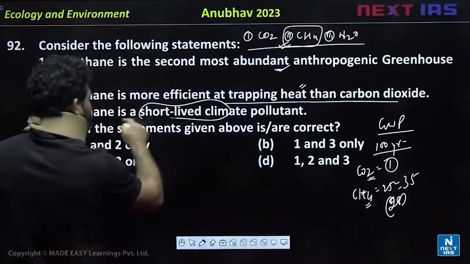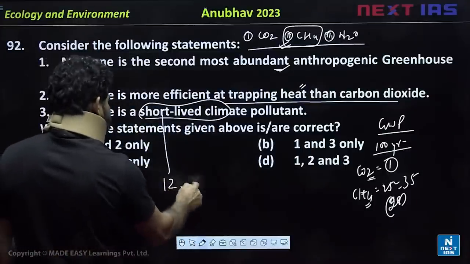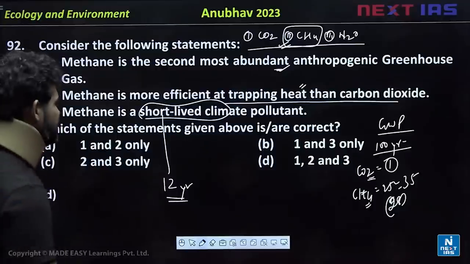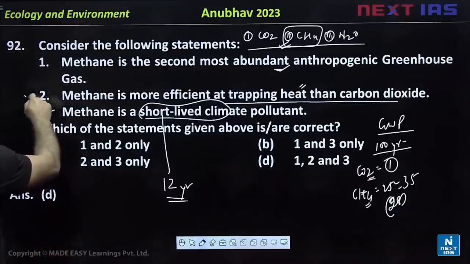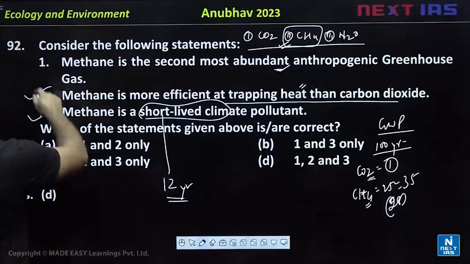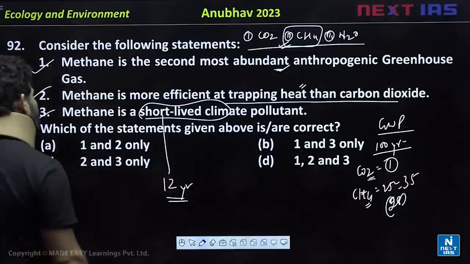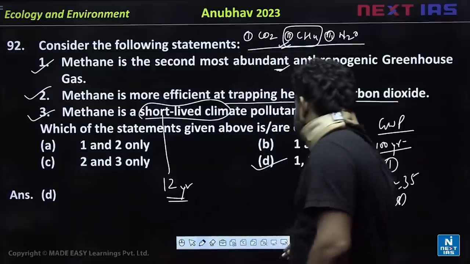Methane is a short-lived climate pollutant. Yes, its atmospheric lifetime is roughly 12 years, and in that case we generally treat it as short-lived. Short-lived is correct, higher heat-trapping potential is correct, and being the second most abundant is also correct. So for methane, 1, 2 and 3, all three are correct. The answer would be D, 1, 2 and 3.